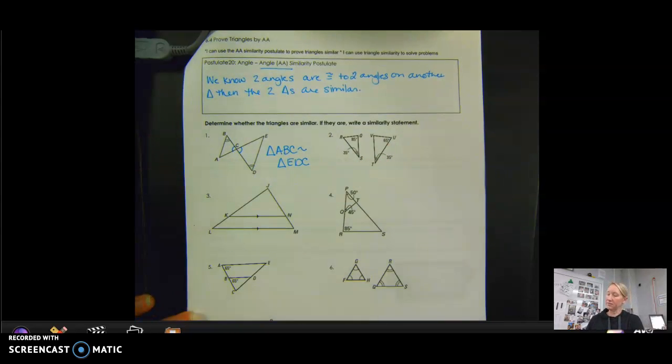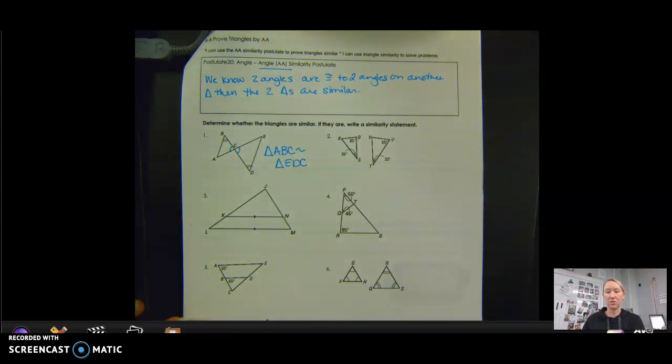Go ahead and pause me and see if you can do 2 through 8, deciding whether the two triangles in the figure are similar or not, and if they are, write the similarity statement. If they're not, of course, you don't need to write a similarity statement.